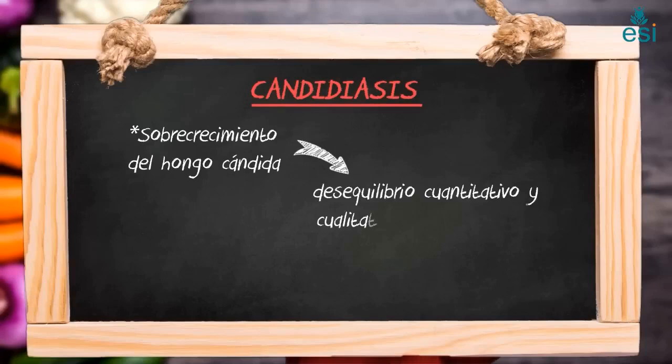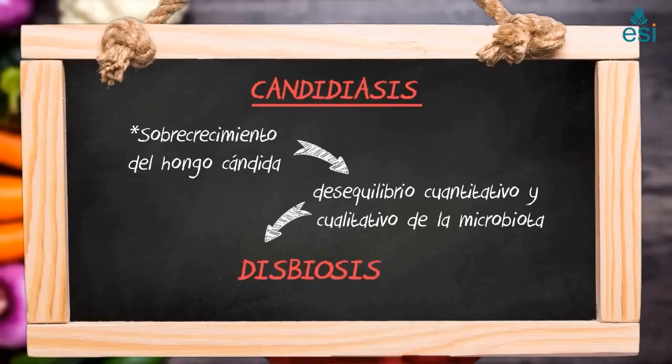This usually begins in the digestive tract. We call this intestinal dysbiosis. Intestinal dysbiosis has various symptoms that can be digestive, such as bloating, poor digestion, alterations in intestinal transit, and gas, as well as extradigestive symptoms of various kinds.